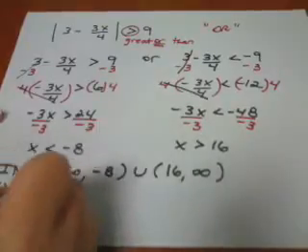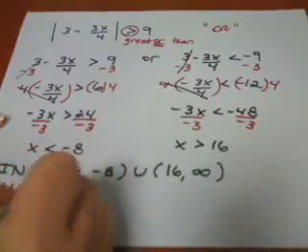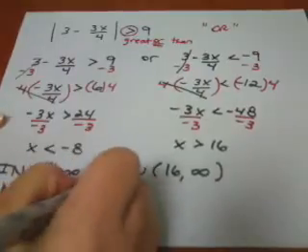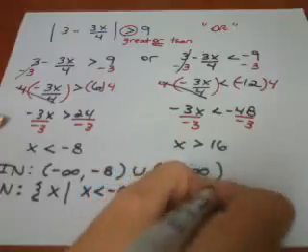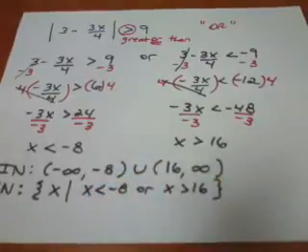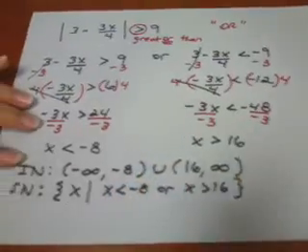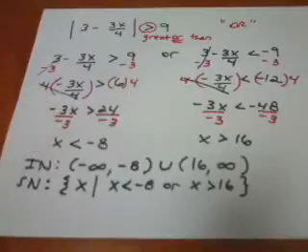Alright, set notation. Brace x in the bar, then you copy your answer. X less than negative 8 or x greater than 16. So again, the difference between interval notation and set notation. I hope this helps to clarify solving different types of absolute value inequalities.